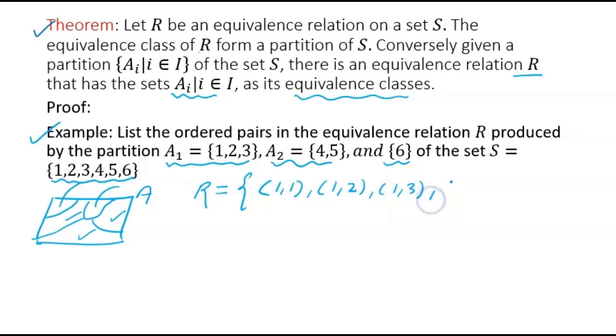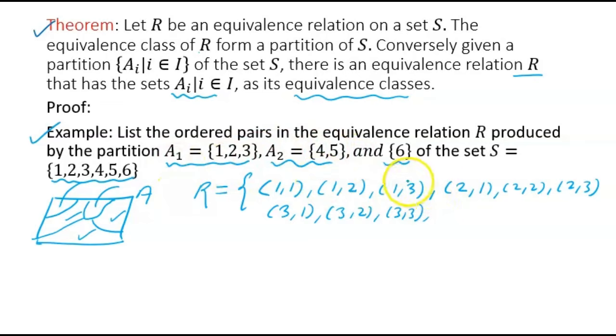Similarly, if I take the element 2, 2 will be related to 1, 2 will be related to 2 and 2 will be related to 3. Every element here will be related to all other elements of this partition. Similarly, if I take 3, 3 will be related to 1, 3 will be related to 2 and 3 will be related to 3. Now you look at this class, or this subset of the set S, which is basically a part of the partition.